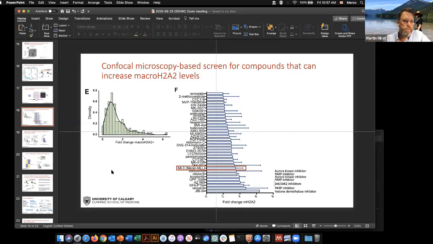Excellent, thank you. So in the interest of time, I think we'll just do one more question because we're almost at the top of the hour. So Louis asks, are the effects of MI3 suppressed upon macro H2A knockdown? Yeah, so we're doing this experiment right now. And we're actually going in vivo with this. So we're going to do both the overexpression and the knockdown in vivo.